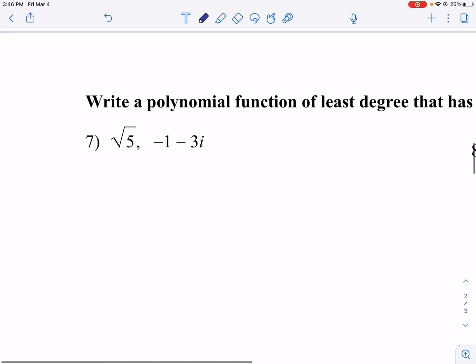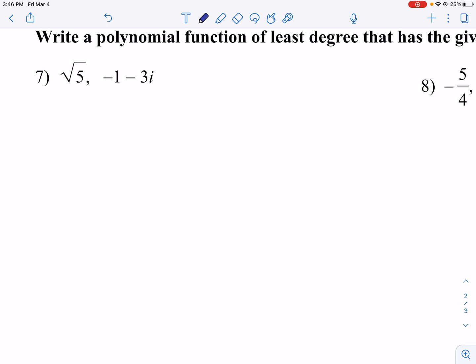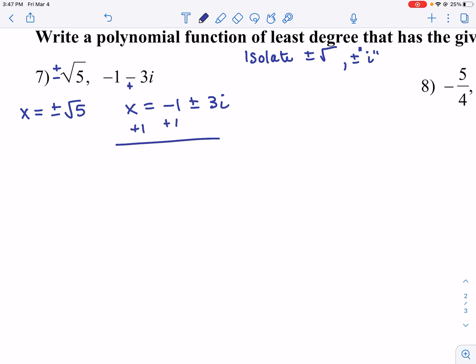So number 7 on the back, remember that there would be a plus minus in front of that radical. Anytime you see a radical, you got to put a plus minus. Same thing with this imaginary. There's a plus minus. So in this case, it would be x equals plus or minus radical 5, and x equals -1 plus or minus 3i. Remember that in both of those cases, we are looking to isolate the plus minus the radical and the plus minus the I term. So in terms of the first one, I don't really have anything to do. And in the second one, I would have to add the 1.